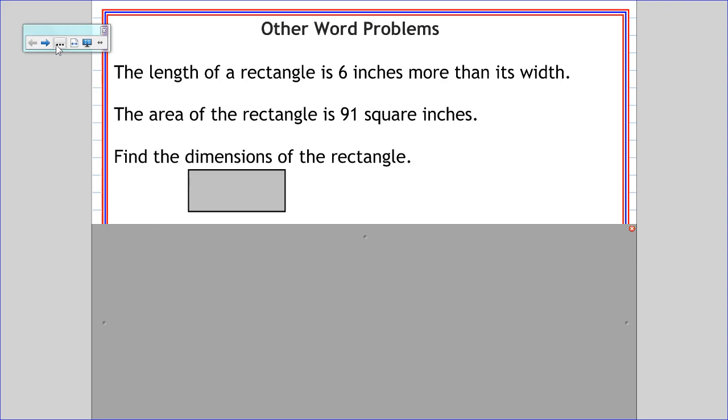We're going to start by calling our width x. It doesn't actually matter which one you use, but it's kind of easier to use x because then the length is 6 more than the width. So the length is just x plus 6. Okay, so we know the area is 91 square inches. Well, that's just width times length.